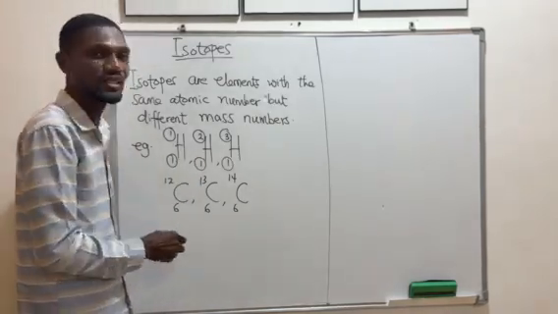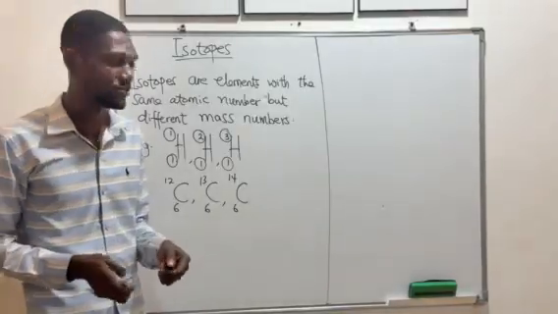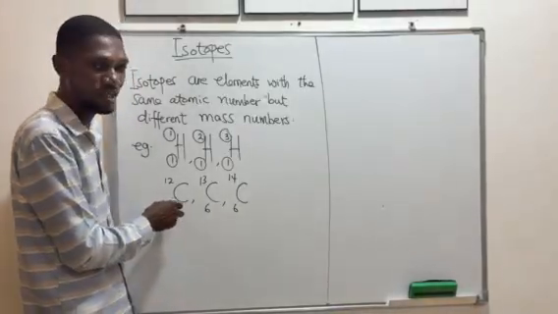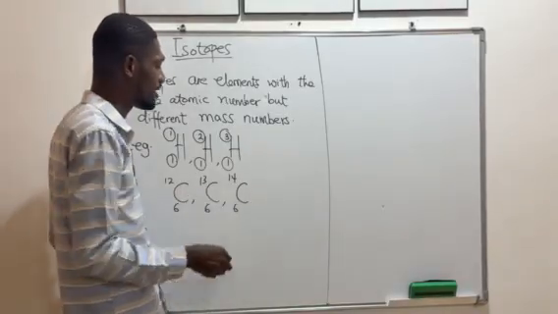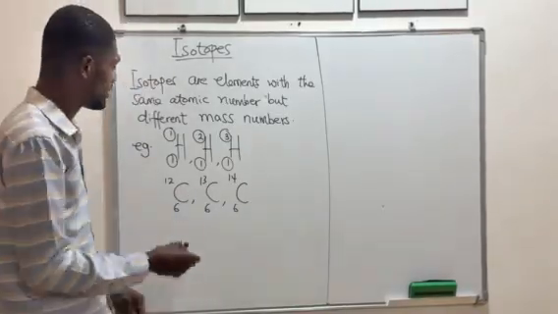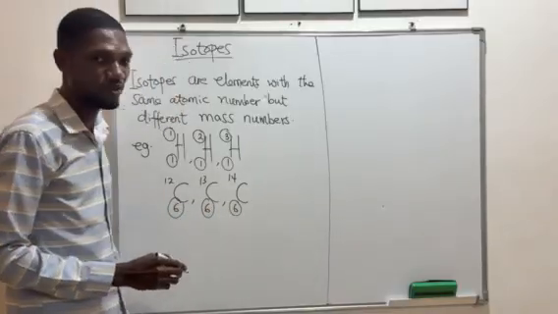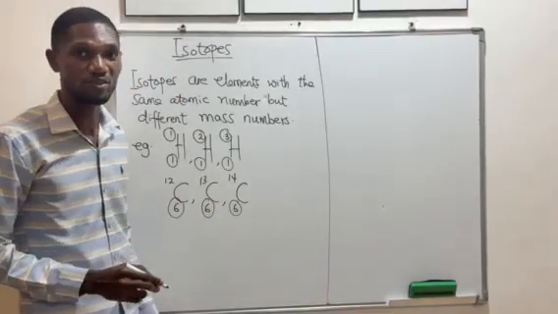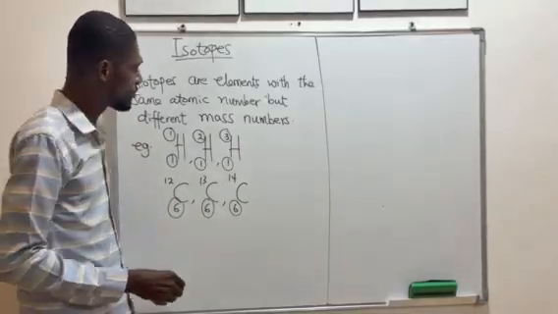Similarly, we have the element carbon. Carbon also has 3 isotopes. The first one being carbon 12, the second one being carbon 13, and then the third one being carbon 14. They all have the same number of protons, which is the same atomic number, but different mass numbers.